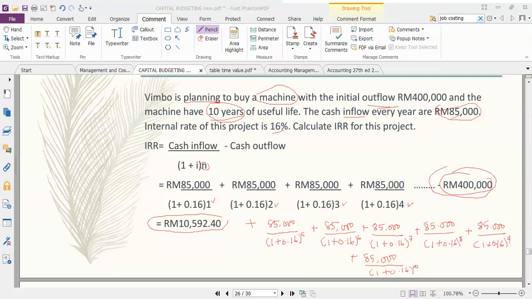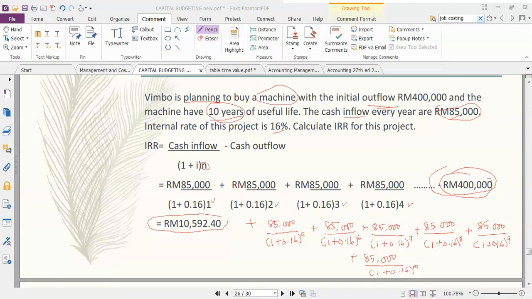Okay, so bila dah dapat kuasa the power of 5 tu, 2.100. Lepas tu you bahagikanlah 85,000 divide with 2.100. So you will get 40,469. Okay, for each of the yang you divide tu, you akan tambah semua, baru you akan tolak dengan 400,000. Okay, cara dia guna the power of tu.